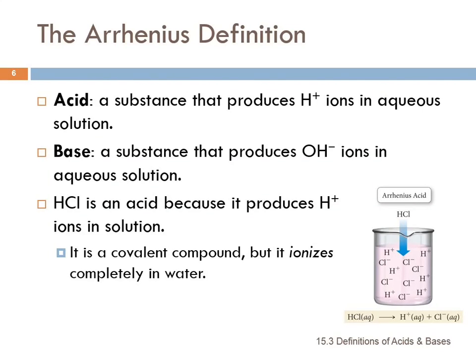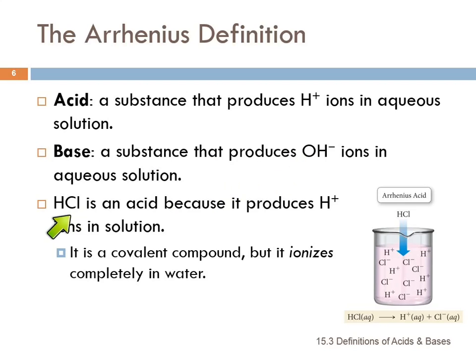There are multiple ways to define what is an acid and what is a base. The Arrhenius definition is one that we usually teach first. It's very simple. By this definition, an acid is a substance that produces hydrogen ions in aqueous solution. If you put something into water and because of that there come to be hydrogen ions in the water, it's considered an acid. A base is a substance that produces hydroxide ions in aqueous solution.